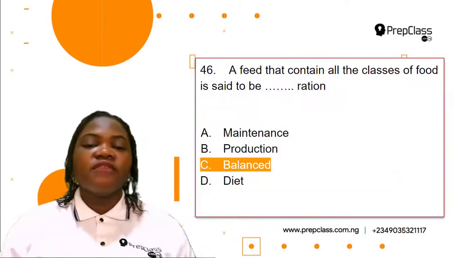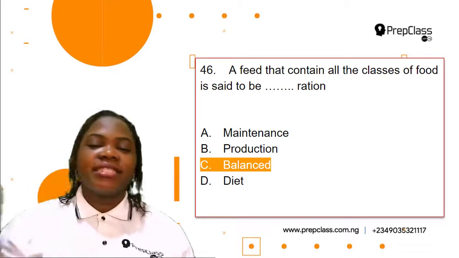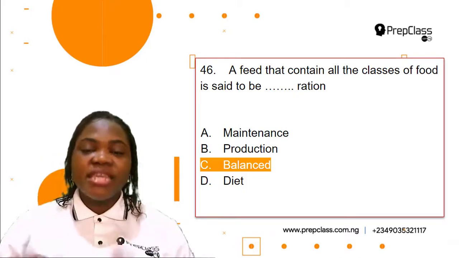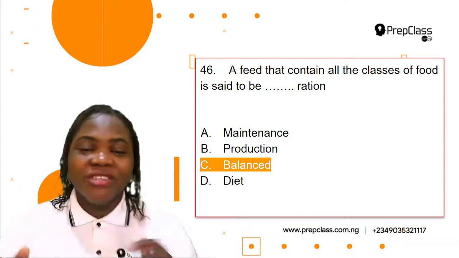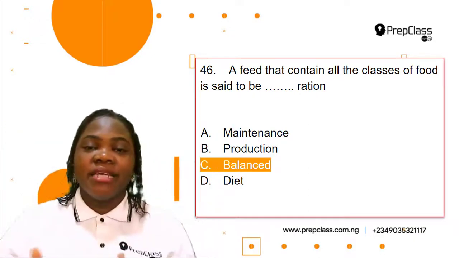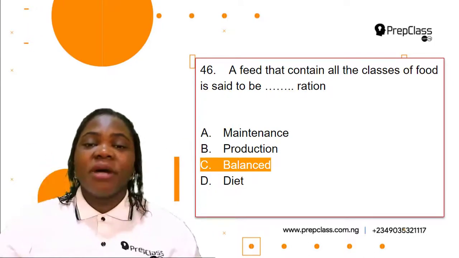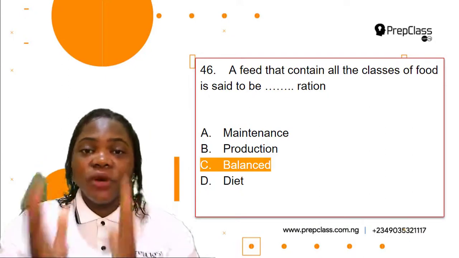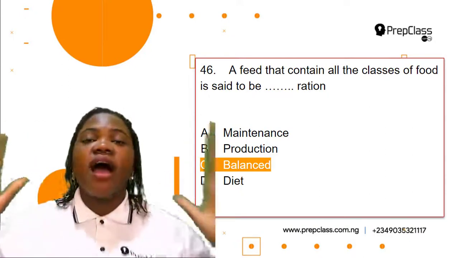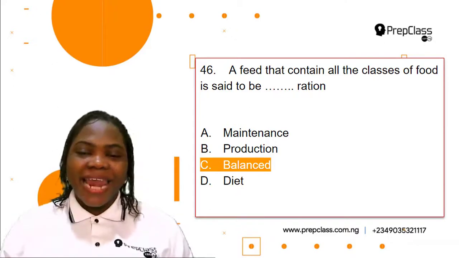So which of the following is correct? A feed that contains all the classes of food is said to be balanced ration. Remember, balanced ration contains all the requirements, all the feed required by the animal in proper proportion, and it contains all the classes of food. So the correct option is C, balance.